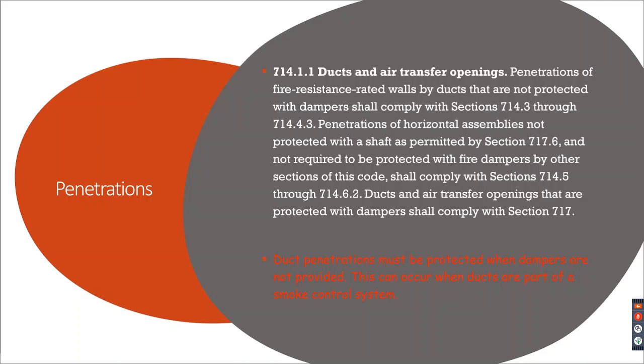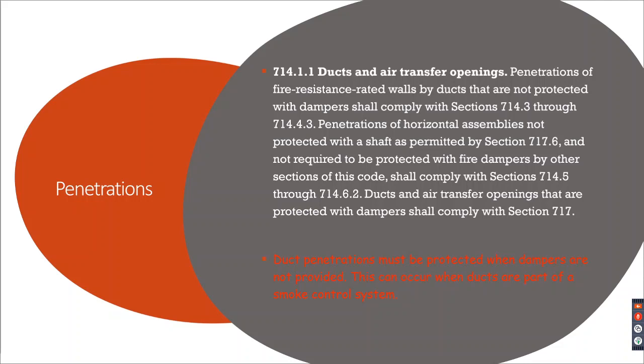But there are some, and you're not really going to see that in I2, but if they don't need a shaft for some reason, then there's other ways that have to be protected. And they don't need dampers. If they don't need the shaft or the dampers, then they have to comply with 714.5 through 714.6.2. Again, you don't see that too much for the I2.